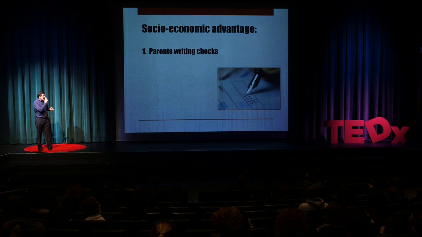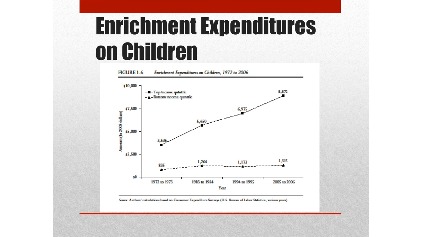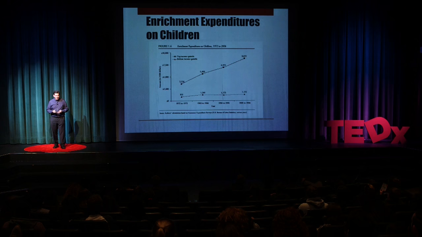In fact, the research shows that enrichment expenditures on children are 7 times higher for high socioeconomic parents than they are for low socioeconomic parents. The low socioeconomic parents, they don't have the means. And notice the trend lines. This gap appears to be getting bigger. And I suggest that that's a major influence on students' success during the school day and in school experiences.